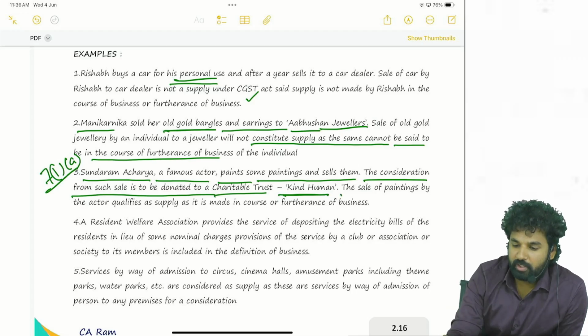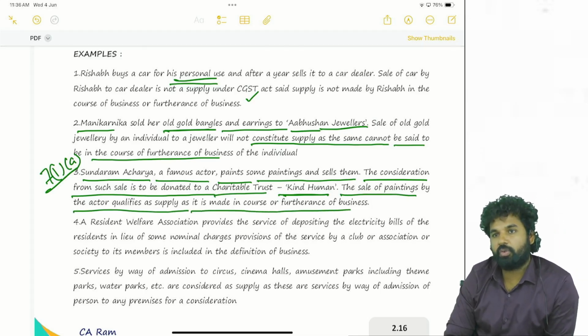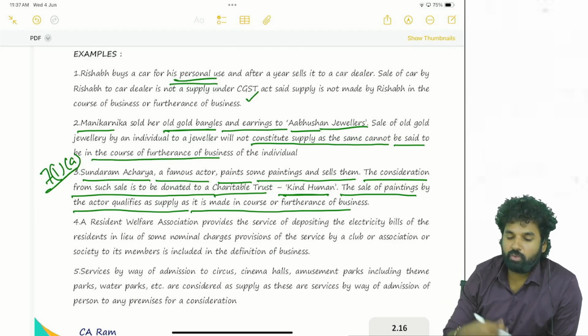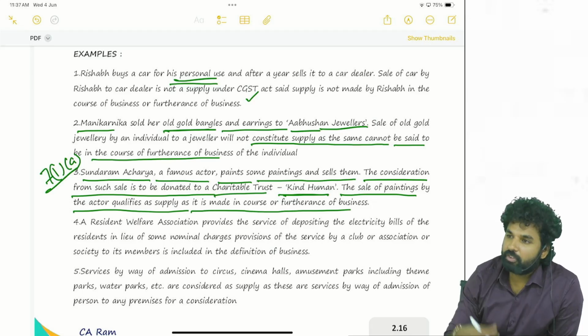Okay. Next, the sale of the paintings by the actor qualifies as a supply as it is made in the course or furtherance of business. So he is painting the paintings. Okay. So for selling them, here there is a business activity. We need not see the volume. We need not see the frequency. But this is a business.